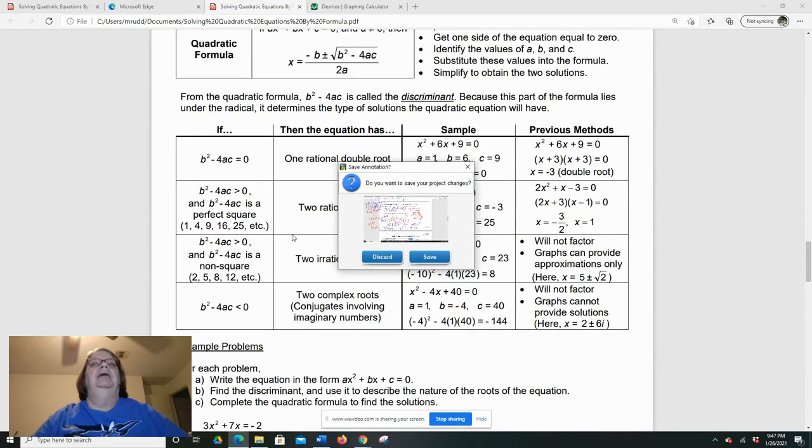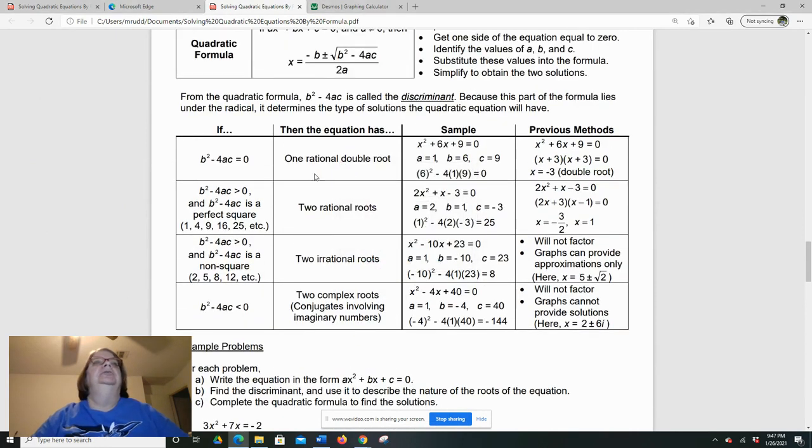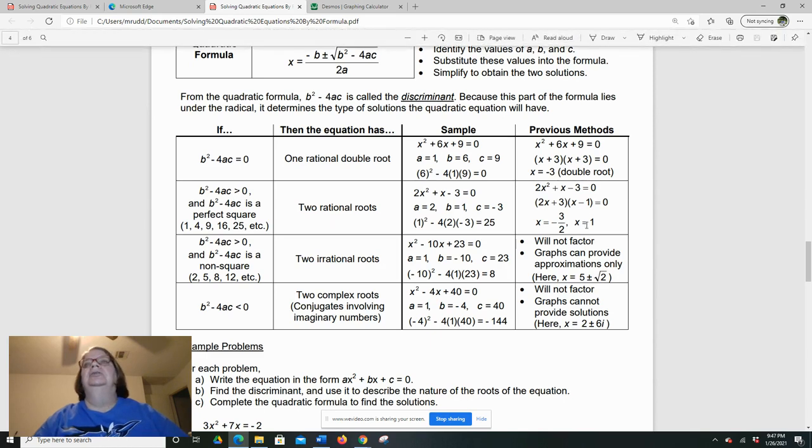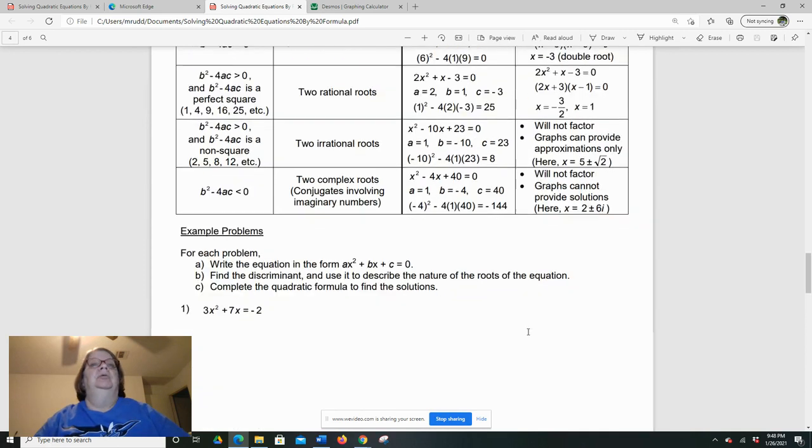This chart, you already know about the discriminant. It tells you what kind of solution. If the discriminant is equal to 0, you have one double root. Here are examples. If the discriminant is positive because it's greater than 0 and a perfect square, 2 rational roots, 2 normal numbers. If it's greater than 0 and not a perfect square, 2 irrational roots. Here's examples: 5 plus or minus square root of 2. If it's negative, that's what we've been dealing with the last couple days. Negative is 2 complex roots. You're going to have imaginary numbers. Okay?